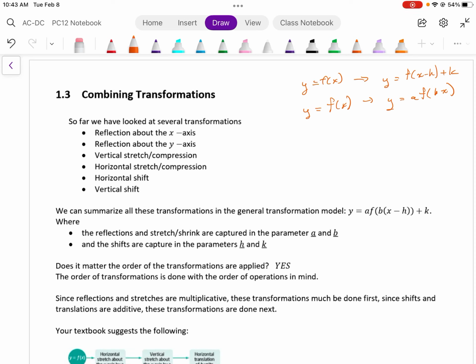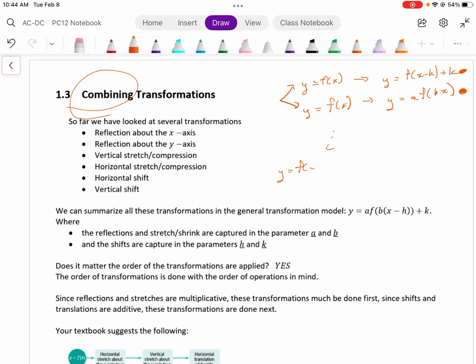Now in lesson 3, what we're going to do is combine things. In the first lesson, it was all about horizontal and vertical shifting. In the second lesson, it was about vertically stretching, vertically reflecting about the x-axis, horizontally stretching, and horizontally reflecting about the y-axis. And that was the second lesson. Today is going to be about combining the transformations.